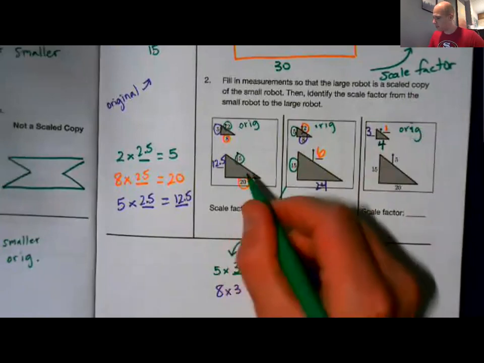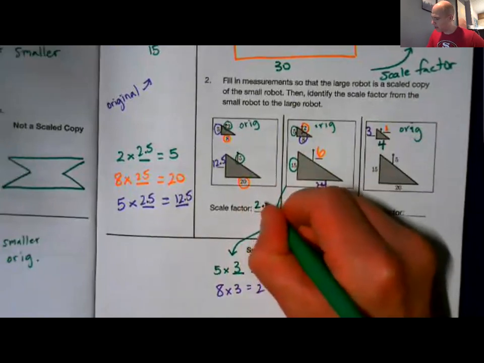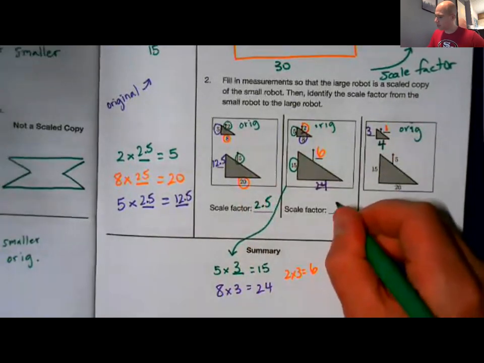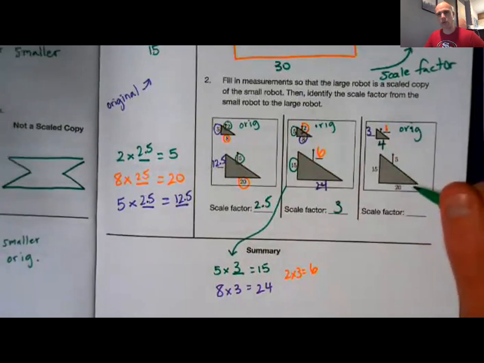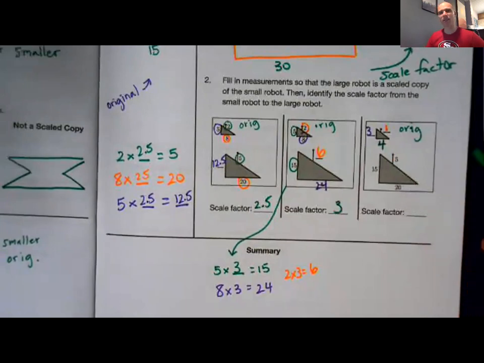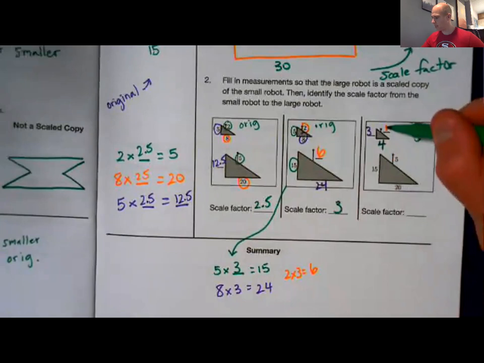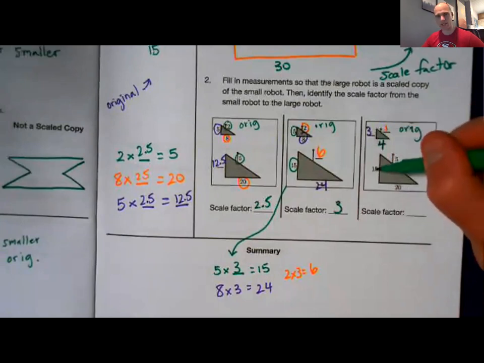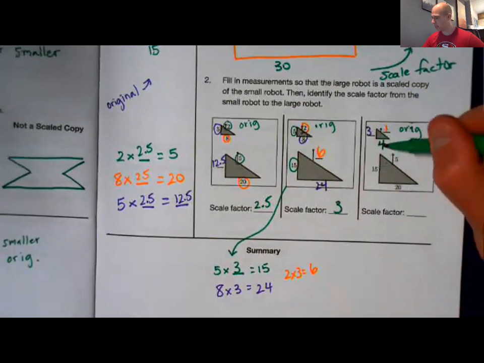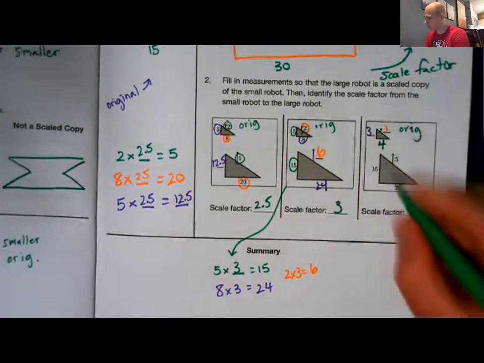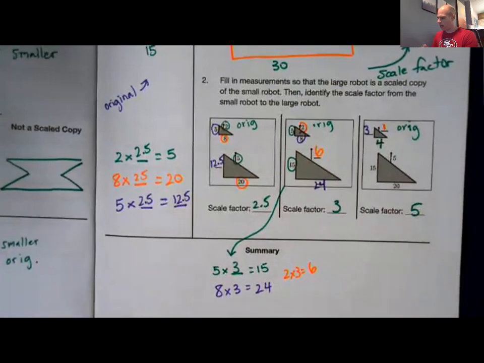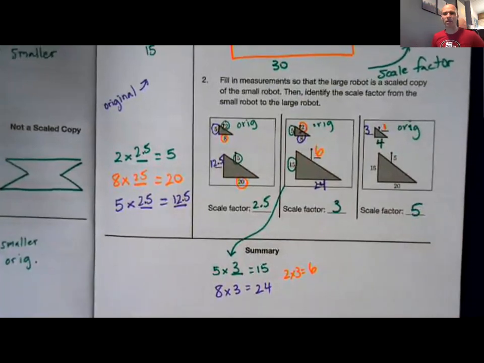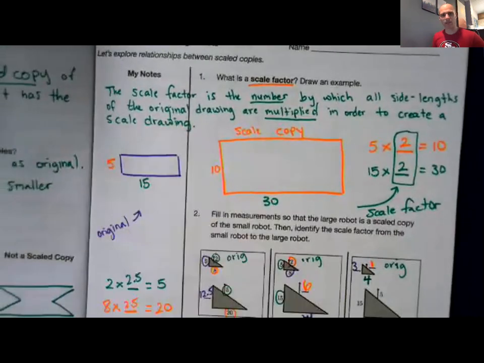So our scale factor on this one turned out to be 2.5. Our scale factor on this one turned out to be 3. And we kind of created the scale factor on this one. It turns out it's 5, because 1 times 5 gets us this 5 here, 3 times 5 gets us this 15, and 4 times 5 gets us this 20. So the scale factor on this one's 5. I don't think we need to write anything in the summary in this situation. The info we really need is here, so I think we're good. Let's move on.